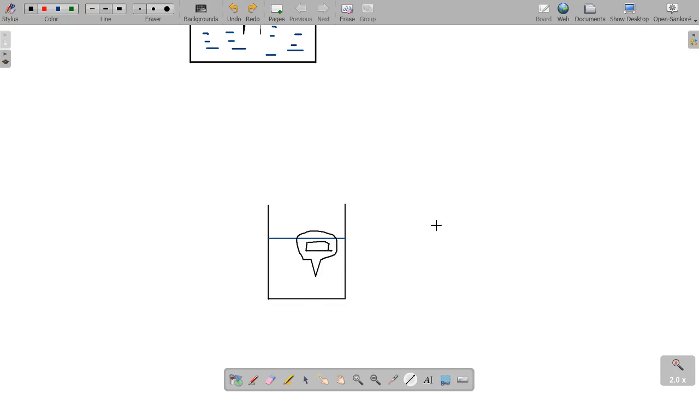Basically, P is directly proportional to H because rho and G are fixed. So what this means is that if I move this up here, because there's no depth, the pressure measured will actually be 0.